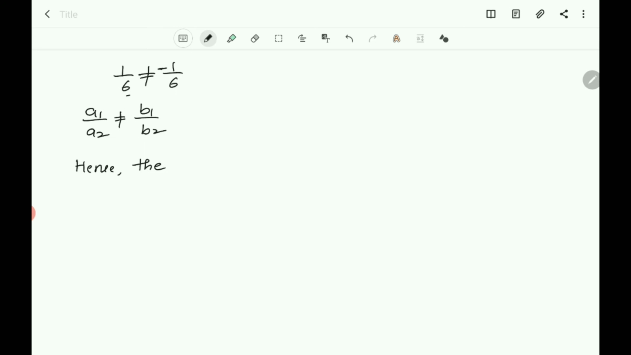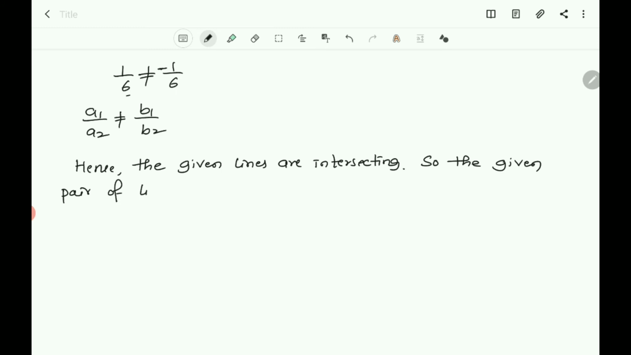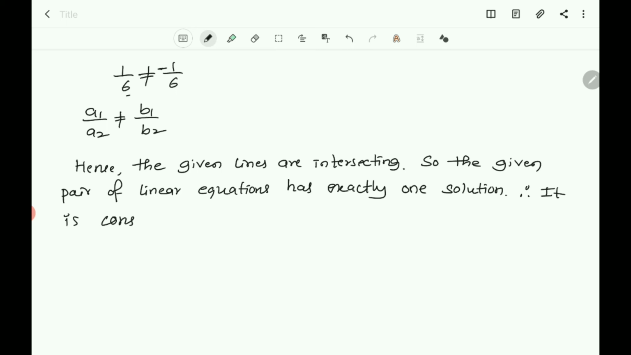Hence the given lines are intersecting. So the given pair of linear equations has exactly one solution. Therefore it is consistent.